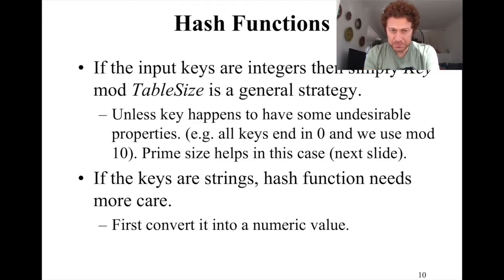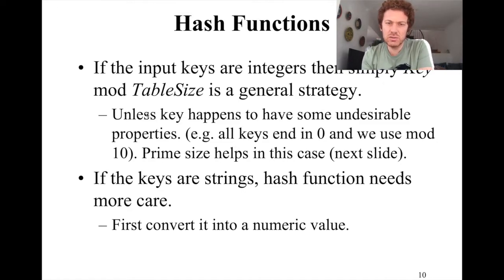Hash functions. If the input keys are integers, a very common and very reasonable choice is just key mod table size, okay? Because mod means the number will be between 0 and this value minus 1, which is the size of my array, my table, so I am good. Unless the key happens to have some undesirable properties.